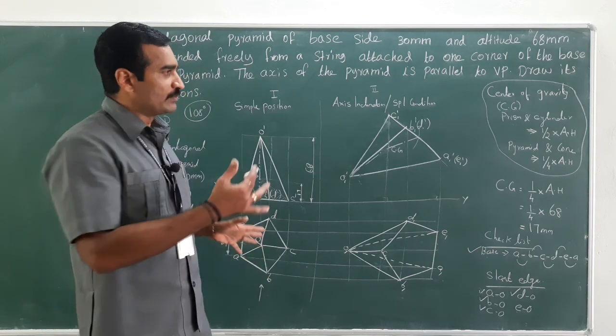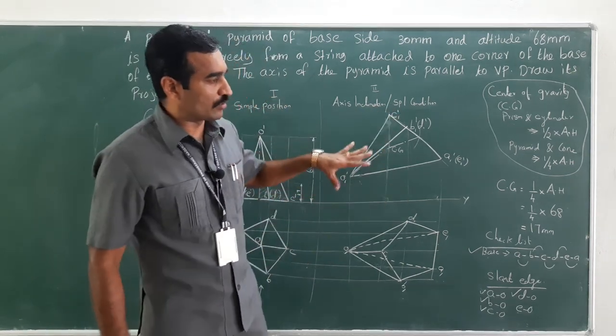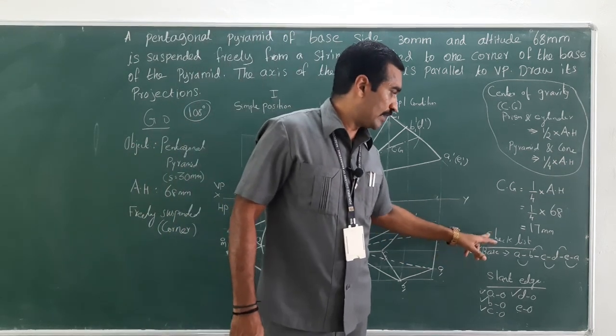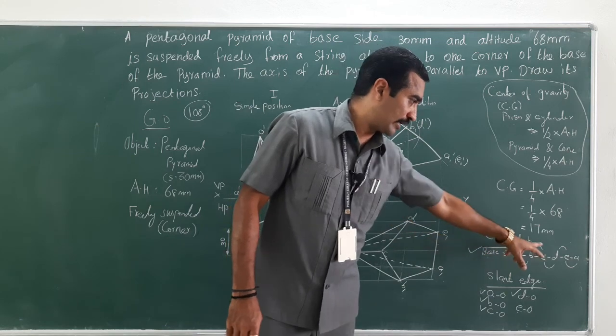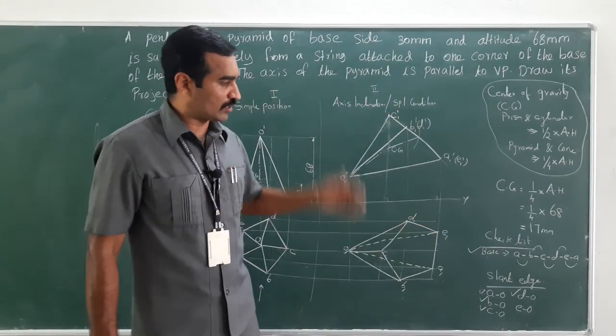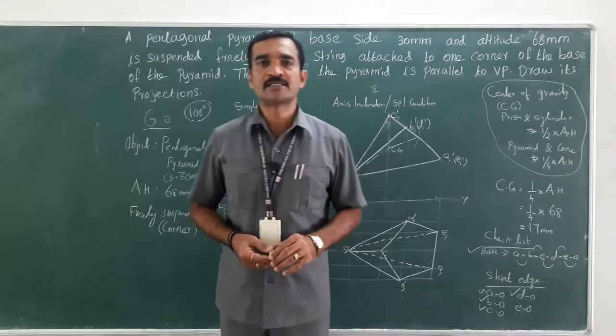So before you proceed to another drawing, you just check if anything is missed out. For that reason only, I always insist that you write down the checklist so that you can cross check where all the edges or the slant edges are connected. Hope you have all understood this. Thank you.